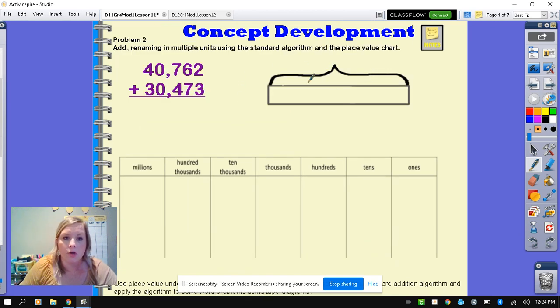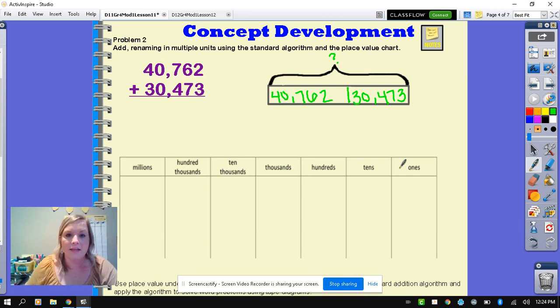I'm going to start with drawing our tape diagram because we're adding. And so when we're adding, both of our numbers are going to be here in our tape diagram. One side's going to be a little bit bigger because 40,000 is greater than 30,000. So I'm going to write 40,762 on this side. And we're going to add 30,473. We're solving for this question mark up here. We're wanting to find out what is the total of these two numbers added together.